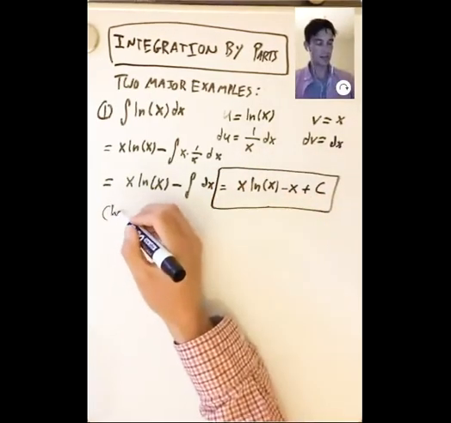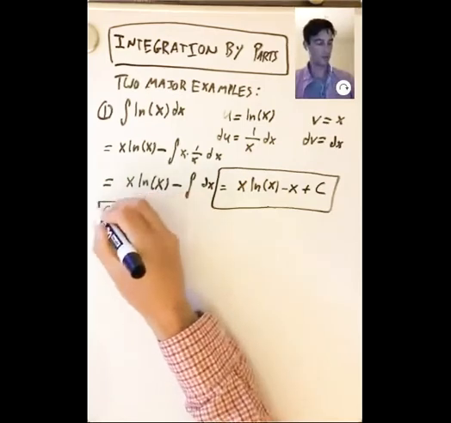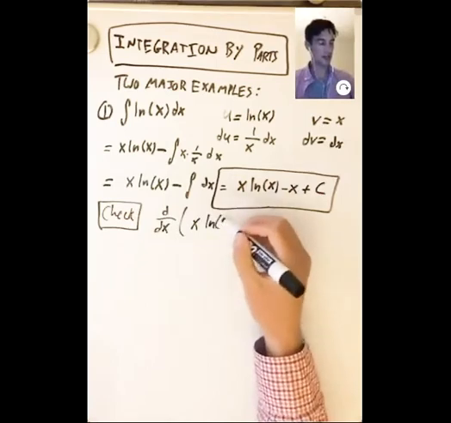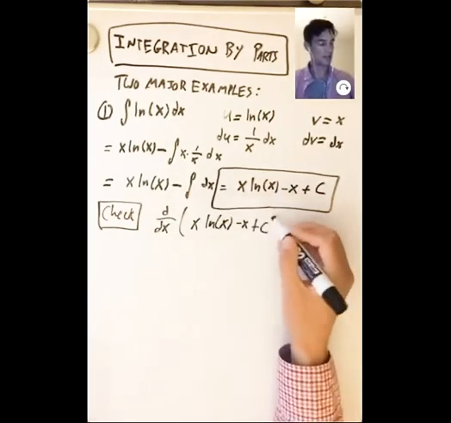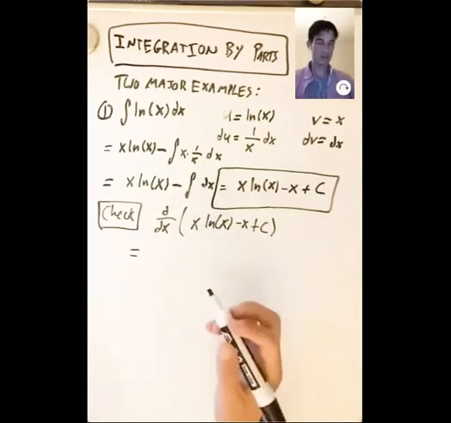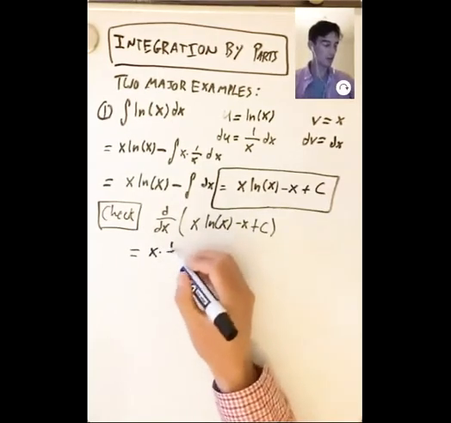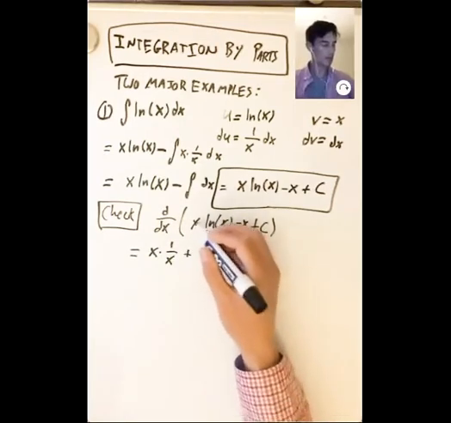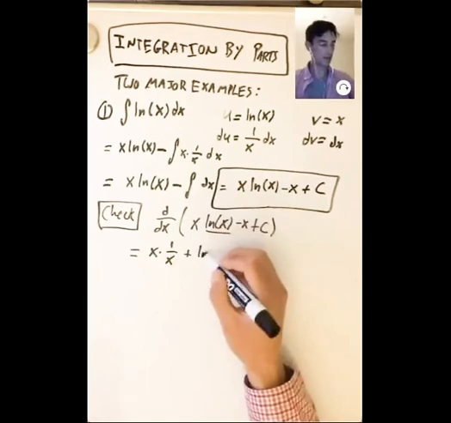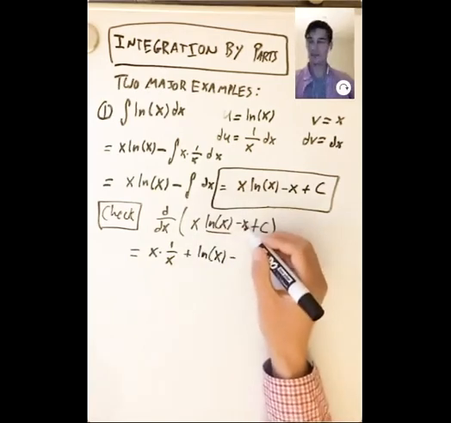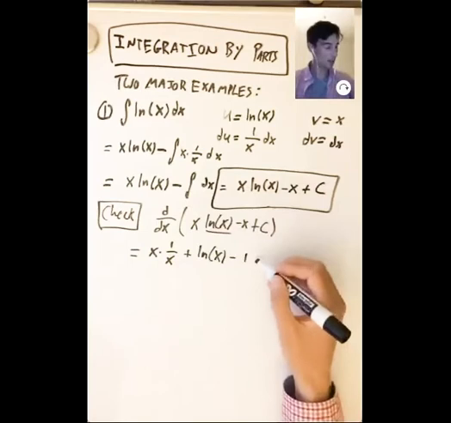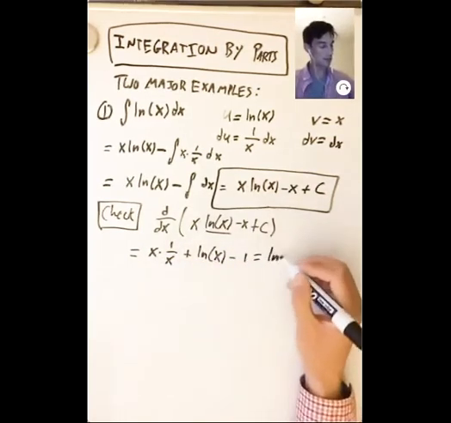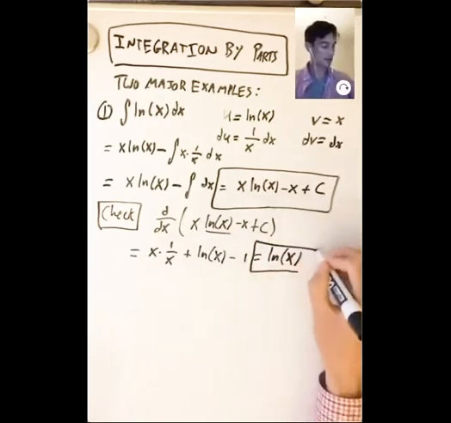We can check that this works. When we apply the product rule to this function, x natural log of x minus x plus c, and take the derivative, what do we get? Well, we get x times 1 over x, the x times the derivative of the second part, plus the derivative of x times natural log of x, minus the derivative of x, which is 1, plus 0, the derivative of c. And this is plus 1, and this is minus 1. So we just get natural log of x.